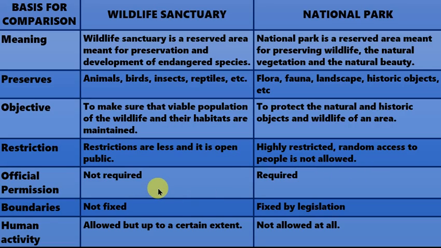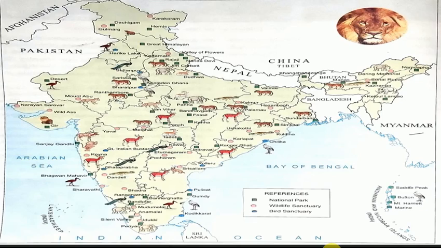No official permission is required for wildlife sanctuary, but official permission is required for the national park. Boundaries are not fixed for the wildlife sanctuary, whereas the boundaries for national park are fixed by legislation. Human activity is not allowed in national park, whereas on the other hand, human activities are allowed in wildlife sanctuaries but up to a certain extent only. Talking about some of the wildlife sanctuaries and national parks of India.